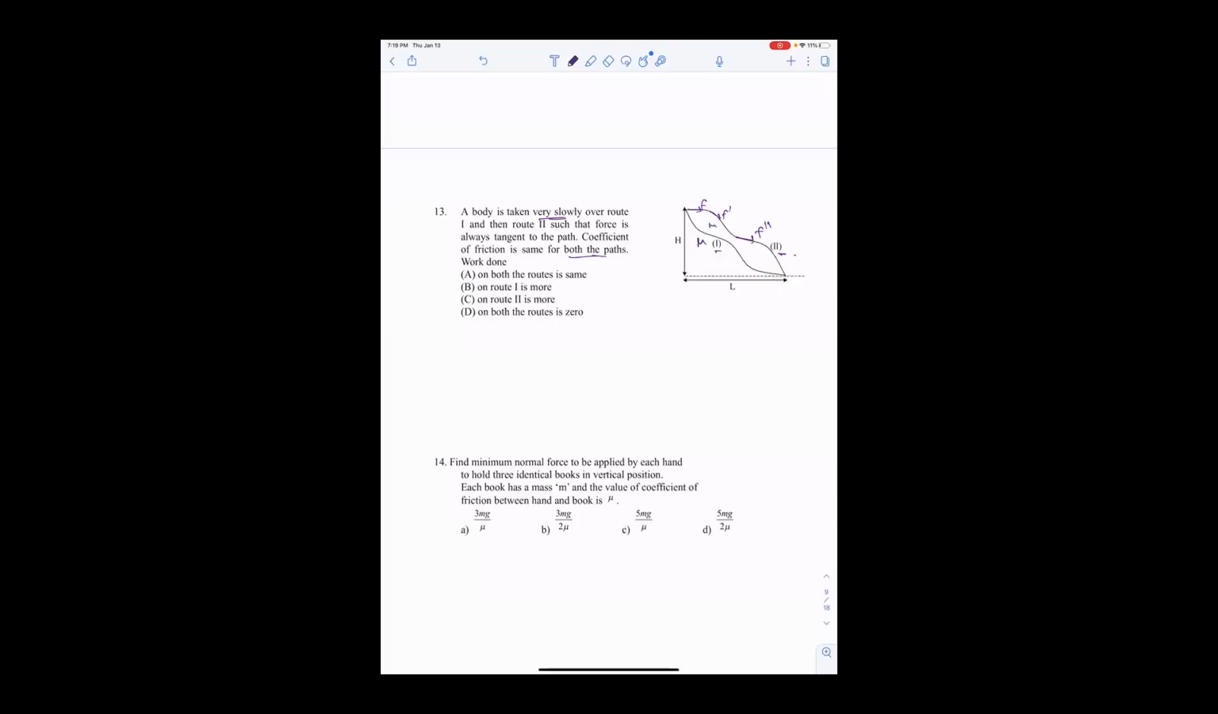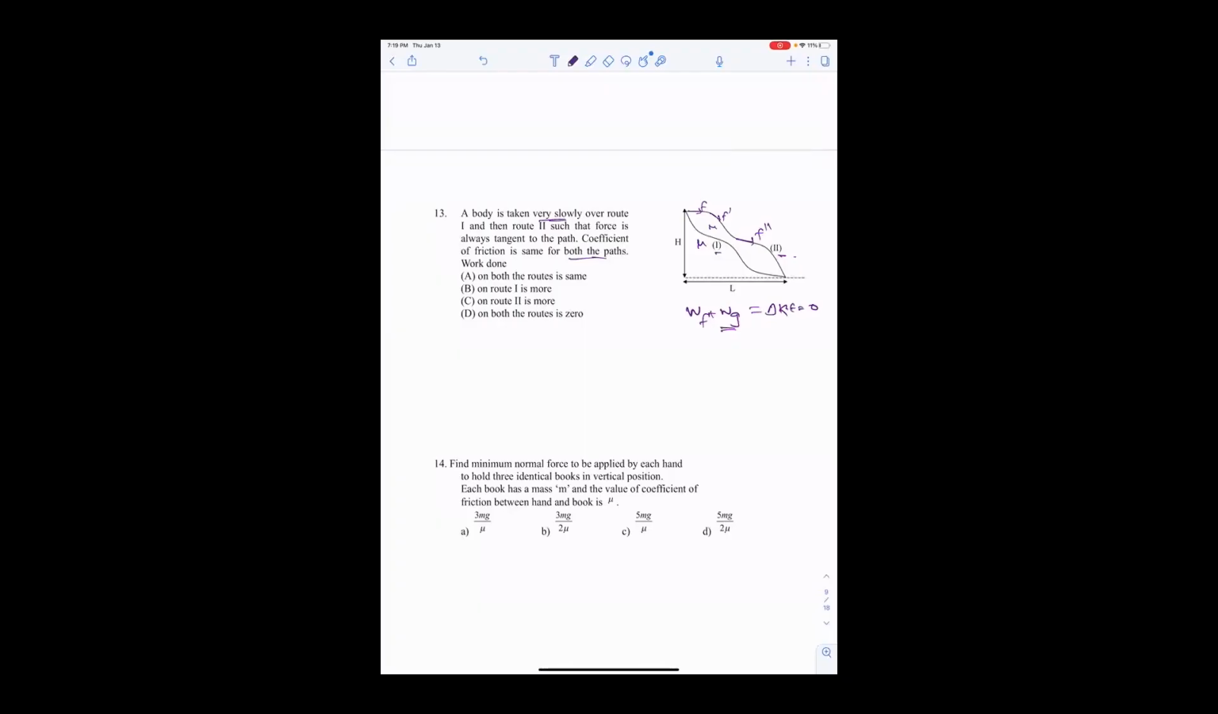Work done. So he's asking, what is the work done? Work done is nothing but loss in potential energy plus work done against friction. Net work done is change in kinetic energy. So work done by friction plus work done by gravitational force, there are only 2 forces, is equal to delta KE. Delta KE is 0. This is the work energy theorem. Generally, I'm telling you. So there is no change in kinetic energy.